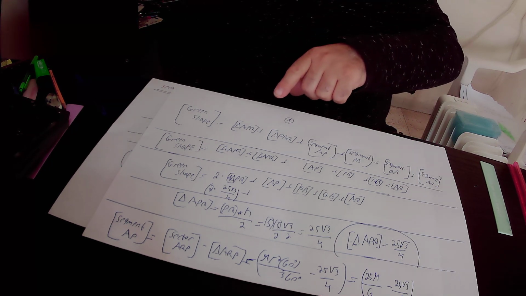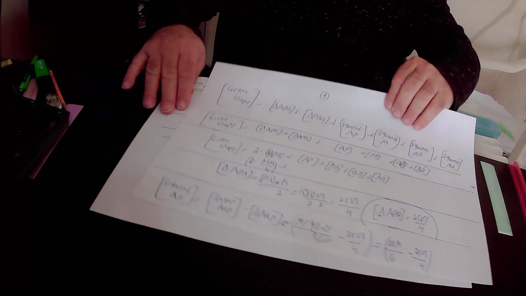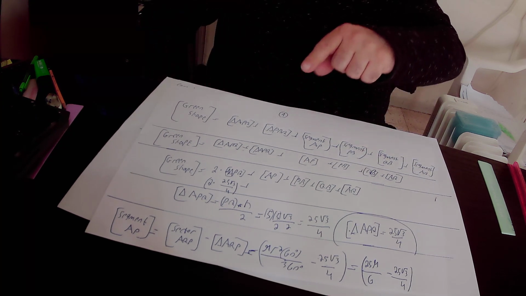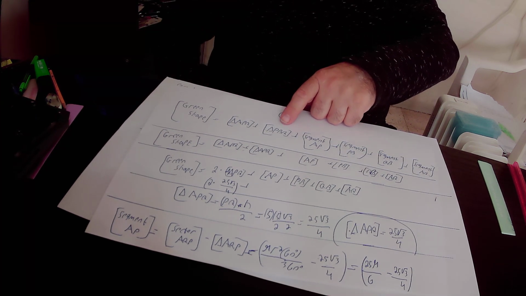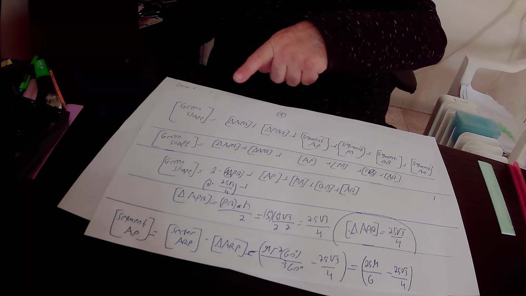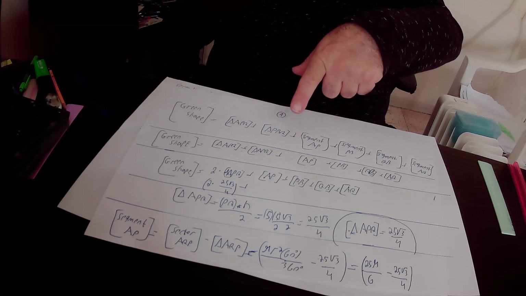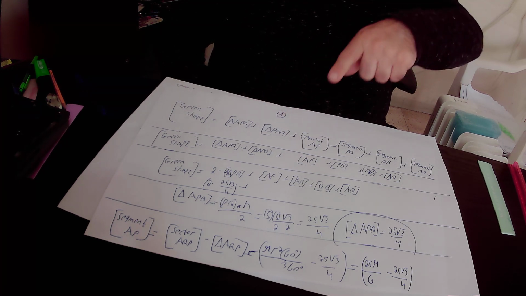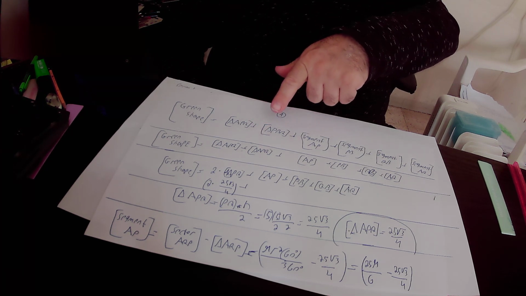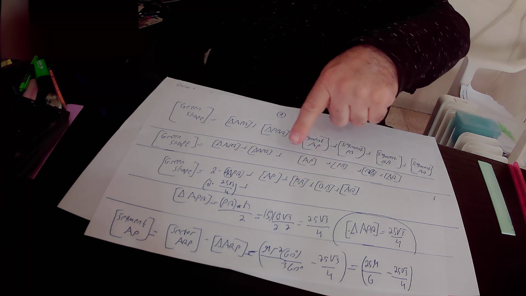But because the area of triangle APQ is equal to the area of triangle PBQ, we can substitute the area of triangle PBQ by the area of triangle APQ because they are equal to each other. So we get that the area of the green shape equals the area of triangle APQ plus the area of triangle APQ plus the area of the four segments. So the area of the green shape equals 2 times the area of triangle APQ plus the area of the four segments.